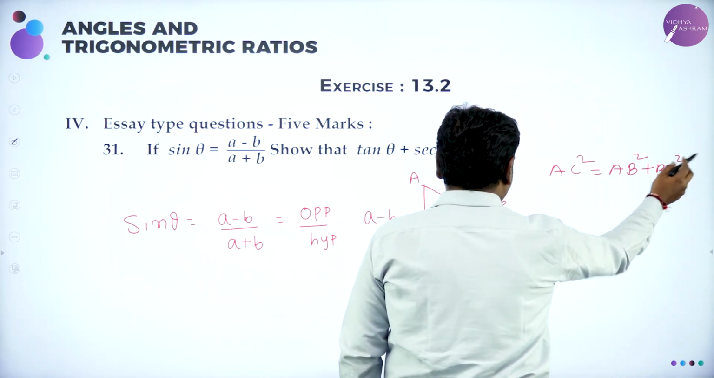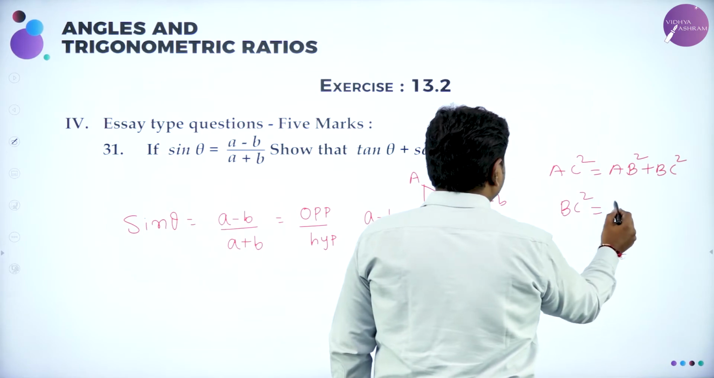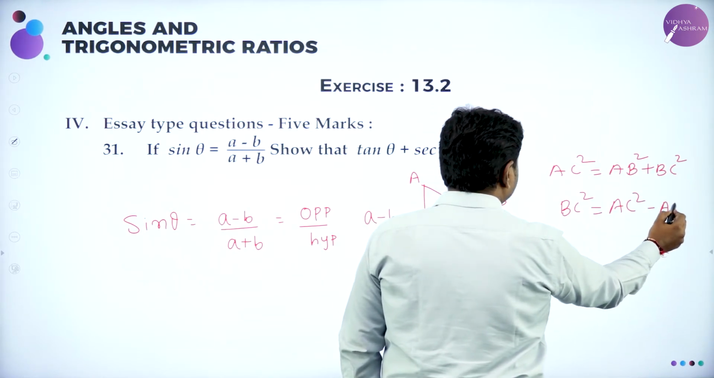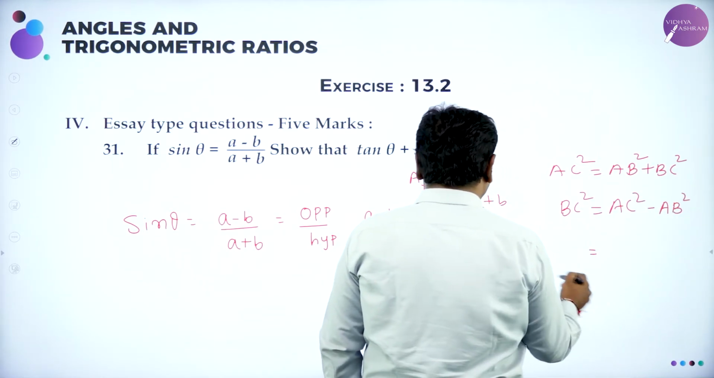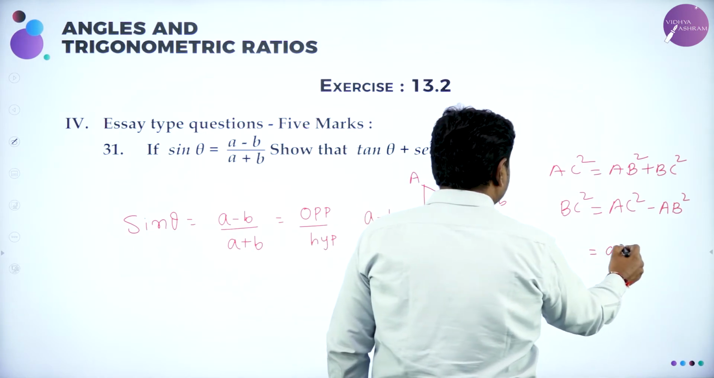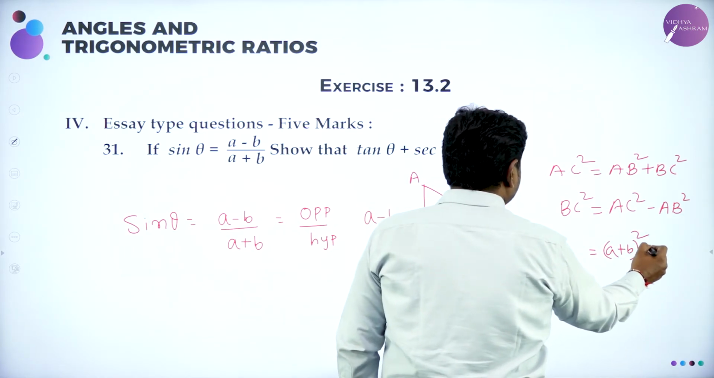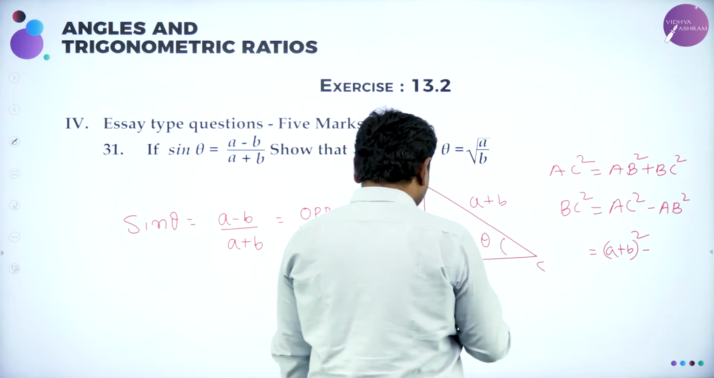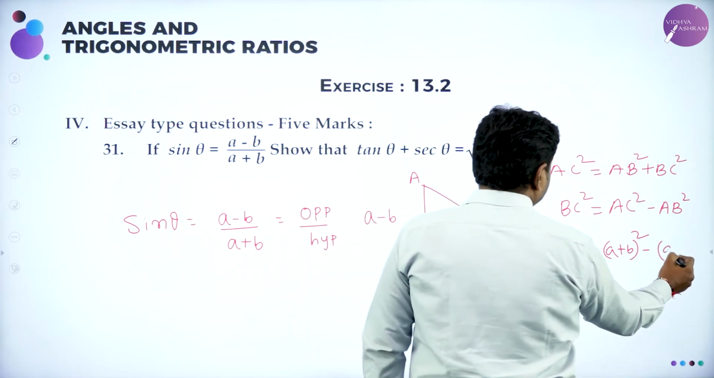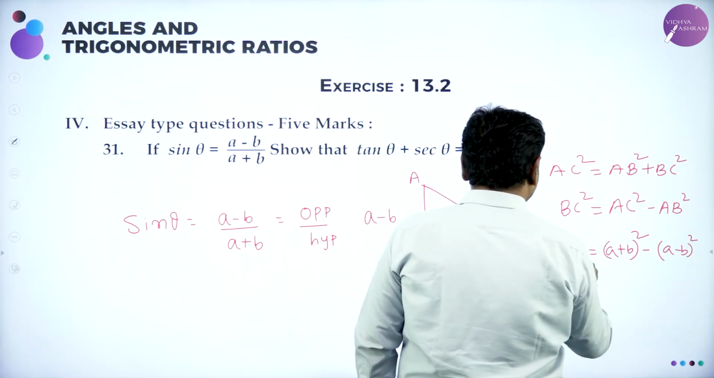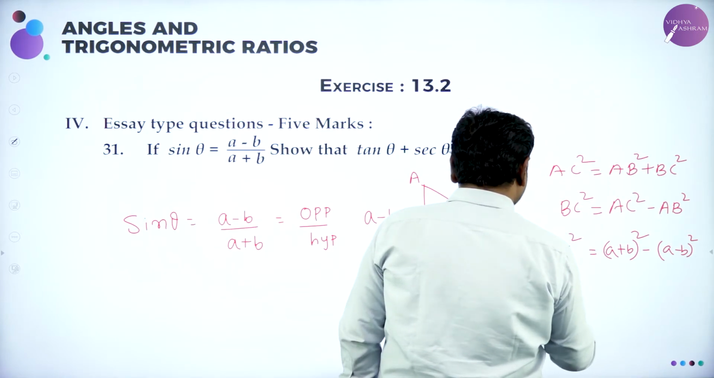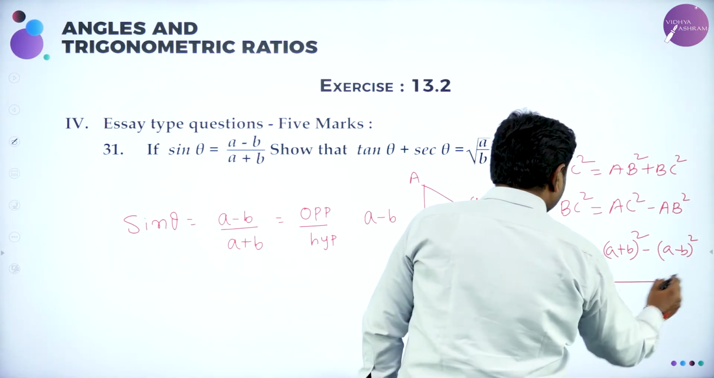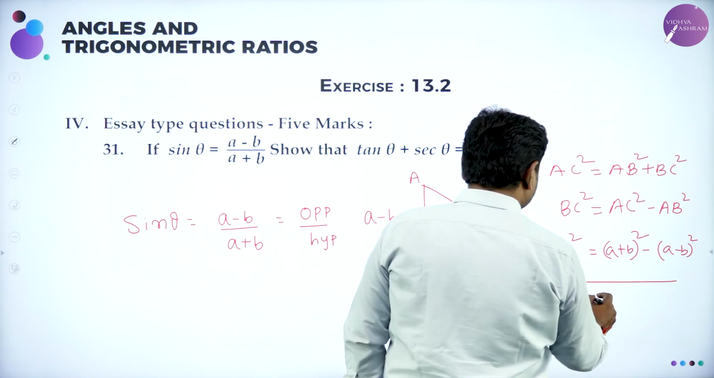And we need the value of what? BC. So BC square becomes AC square minus AB square. And you know AC square. AC square means what? A plus B the whole square, minus A minus B the whole square. This is BC square.